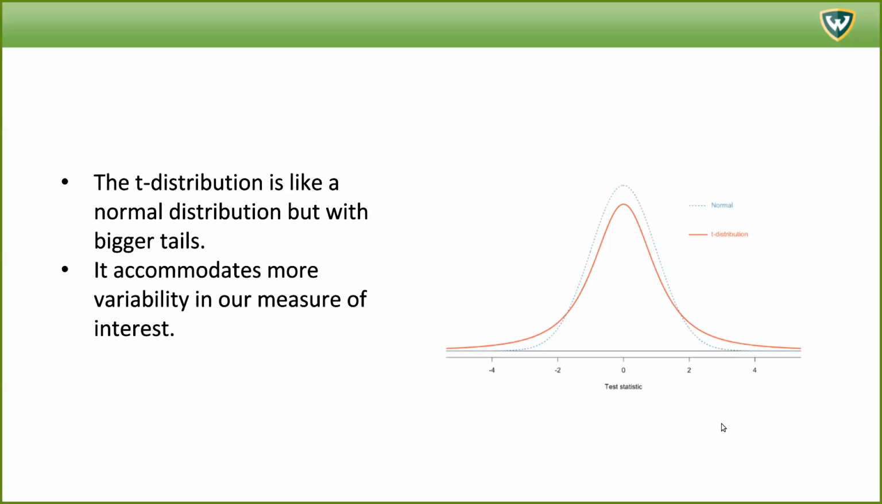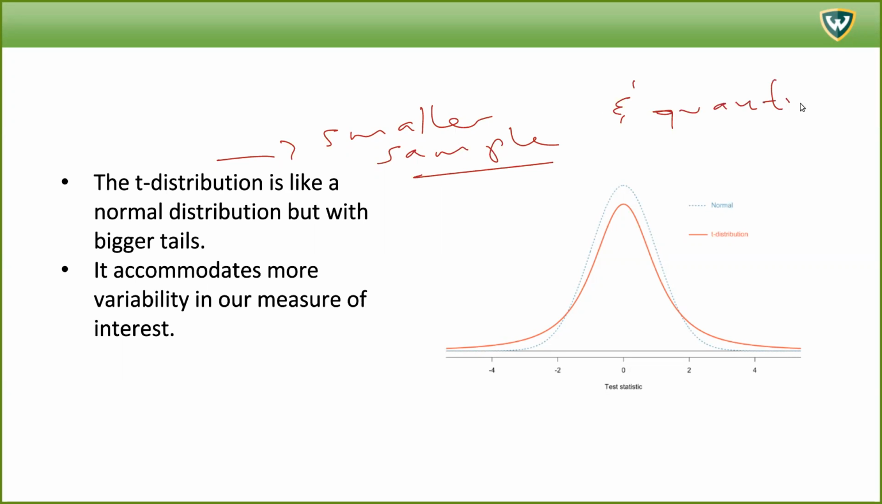The t-distribution. The t-distribution is like a normal distribution, but with bigger tails, and it accommodates more variability in our measure of interest. So here we have a depiction of what a t-distribution looks like, and what a normal distribution looks like. And the idea, as the text says here, is that it accommodates more variability in our measure of interest, and it's particularly good for smaller samples, and also for the quantitative variable, as we have been talking about. That's what we're going to analyze: quantitative.